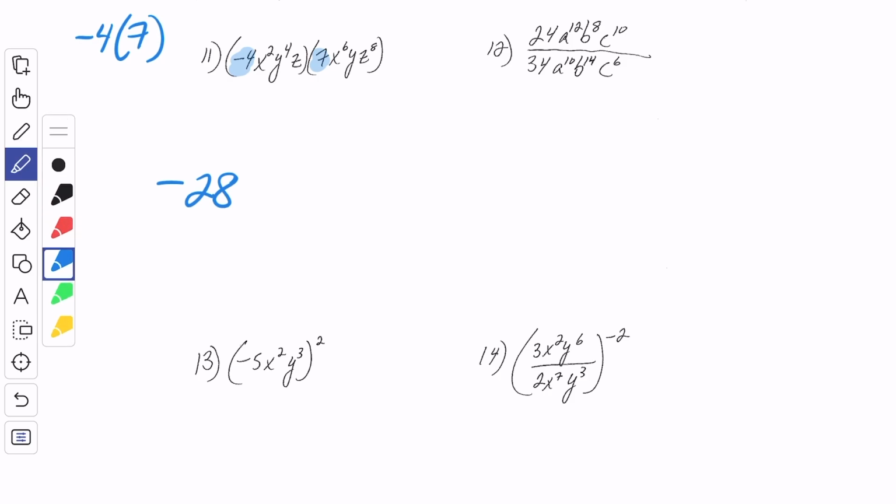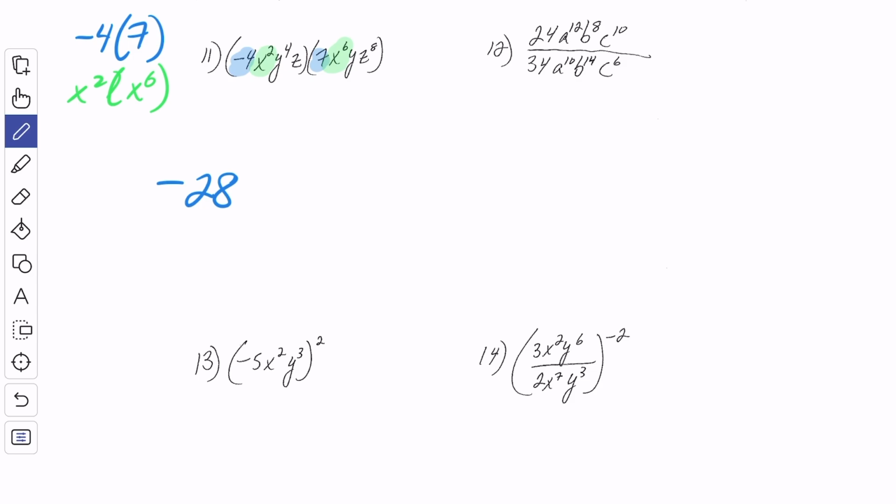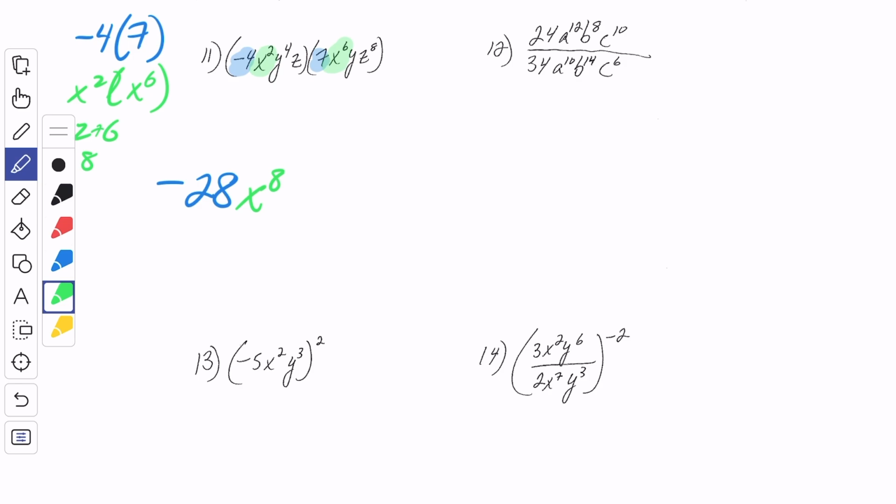And then now we go down the line and say, okay, well, here's an x, and this is the same base. So now that it's the same base, we can apply the laws that we learned. So x to the second times x to the 6, well, we know that we add 2 plus 6 is equal to 8. So it becomes x to the 8th power. Then we move on to the next one. And so that's our y and y.